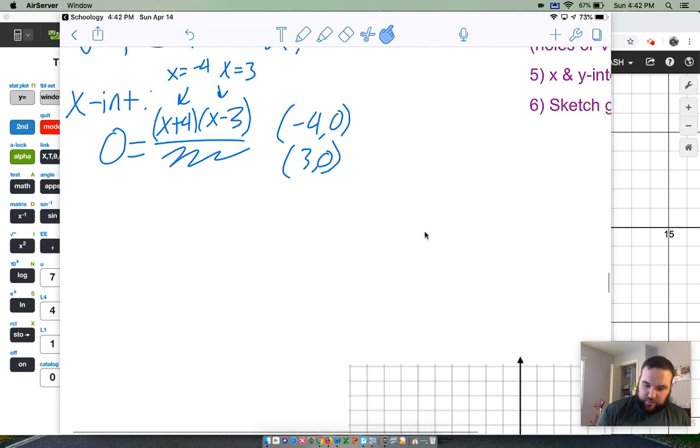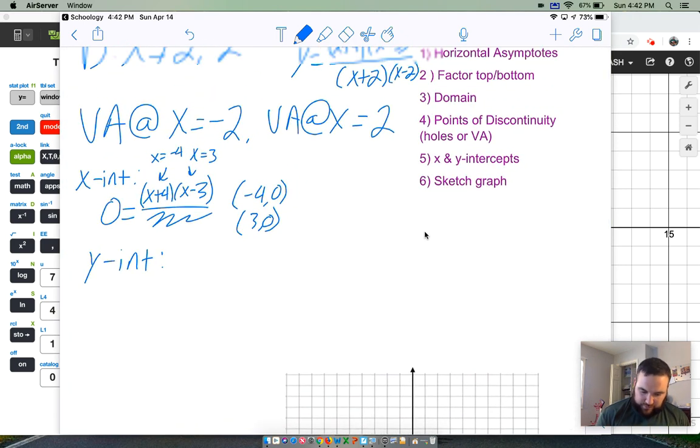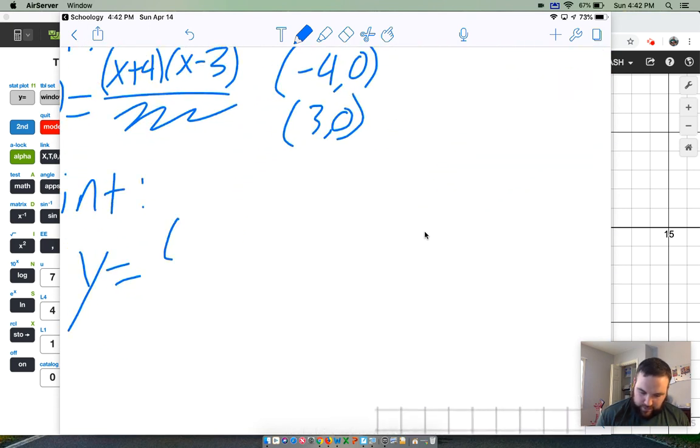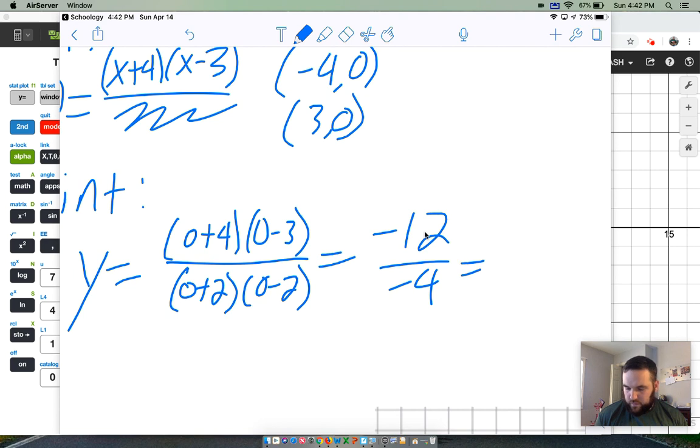And then finally we have to find the y-intercept, and to find that y-intercept, I'm going to plug in 0 for x. So there's 4 x's in this problem. I got x plus 4 times x minus 3, except we know x is 0, over x plus 2 and x minus 2. If I multiply that out, I get negative 12 over negative 4, which gives me 3. So 0, 3 is my y-intercept.